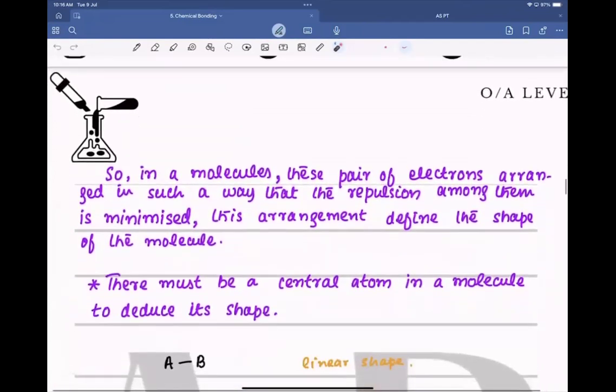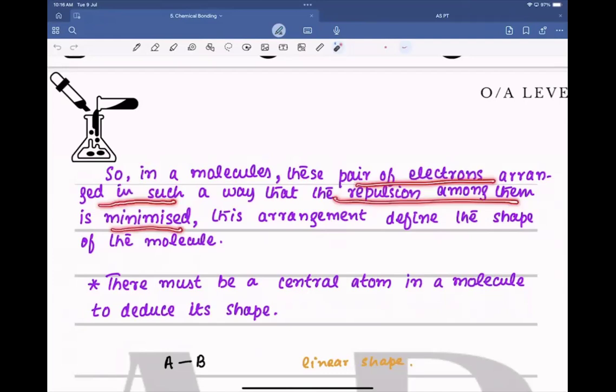So when a molecule is formed, these pairs of electrons arrange in such a way that the repulsion among them is minimized. This arrangement defines the shape of the molecule. So the pairs of electrons arrange themselves automatically in such a way that they have maximum distance between them due to the repulsion, and the position they attain is the way by which they get minimum repulsion from each other. Is this clear? Yes, sir.